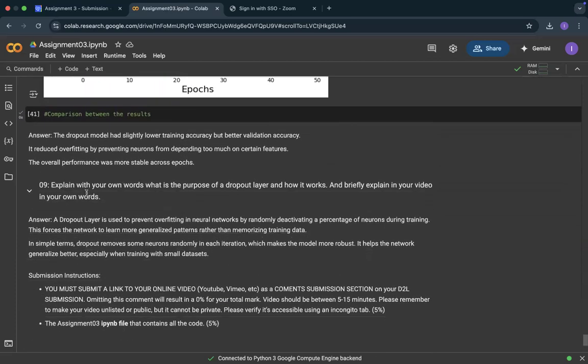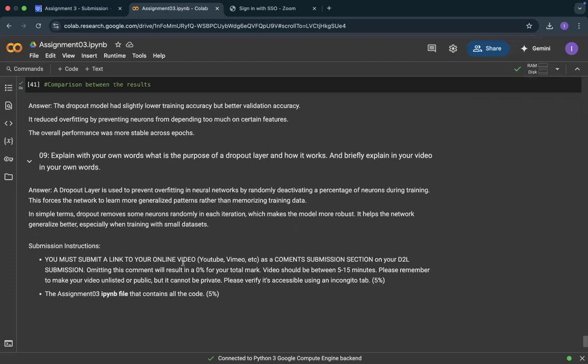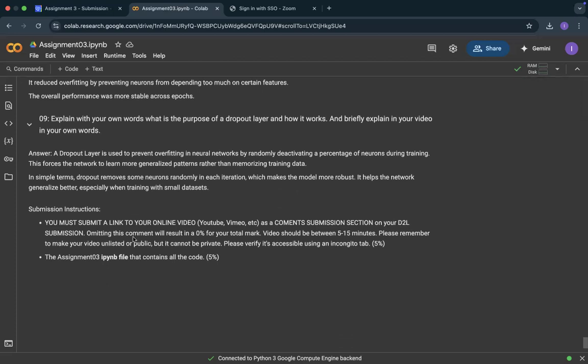Moving to question 9. Explain with your own words what is the purpose of dropout layer and how it works. According to me, a dropout layer is used to prevent overfitting in neural networks by randomly deactivating a percentage of neurons during training. In simple terms, dropout removes some neurons randomly in each iteration, which makes the model more robust. It helps the network generalize better, especially when training with small data sets.